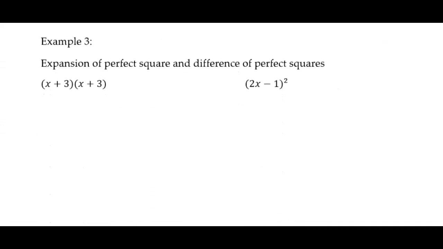We've called this expansion of perfect squares and difference of perfect squares. Let's start with this first example. We've got two brackets, x plus 3 and x plus 3, and I'm going to multiply it just like the way we've done in the previous question. So I'm going to draw my arrows.